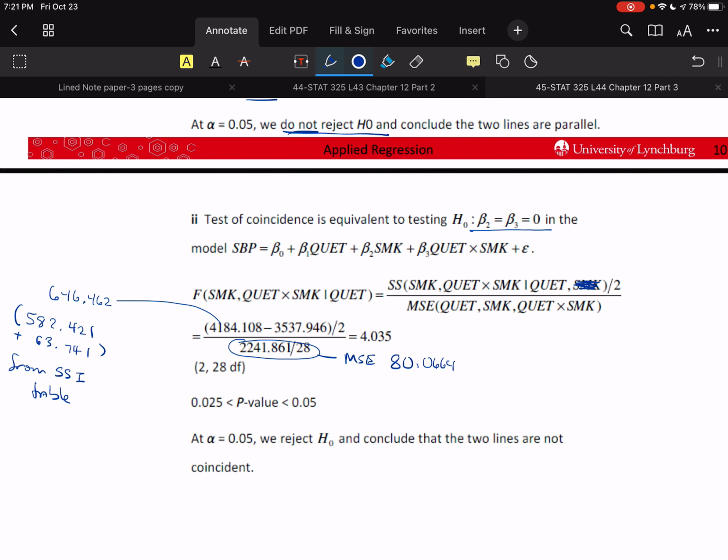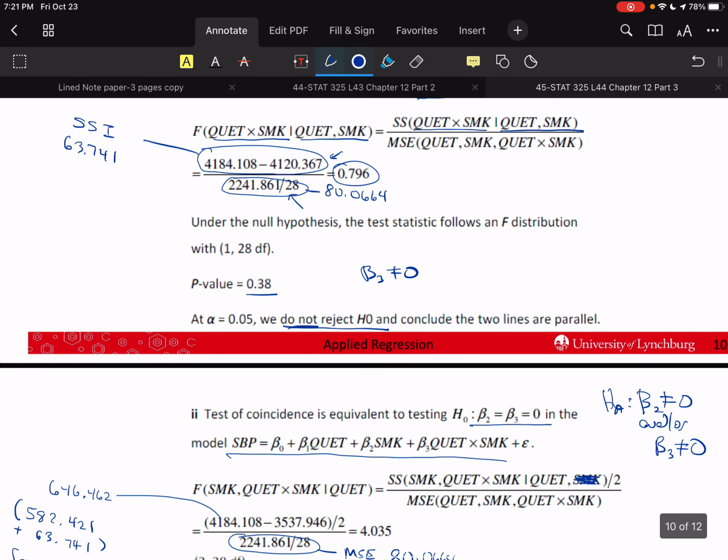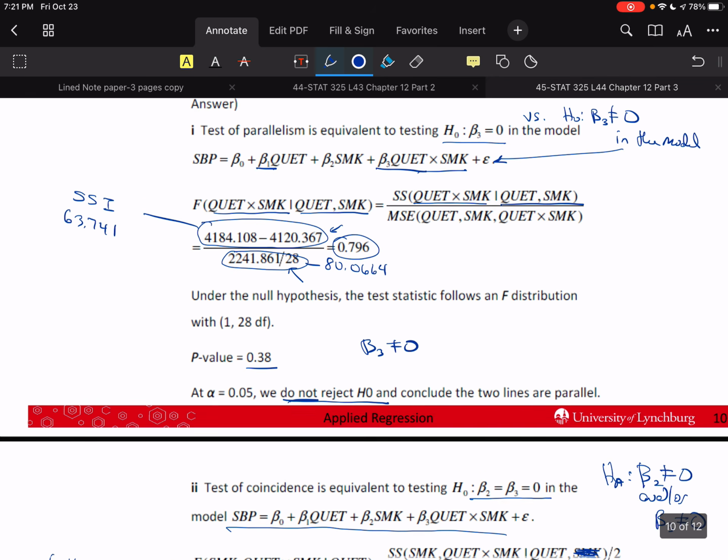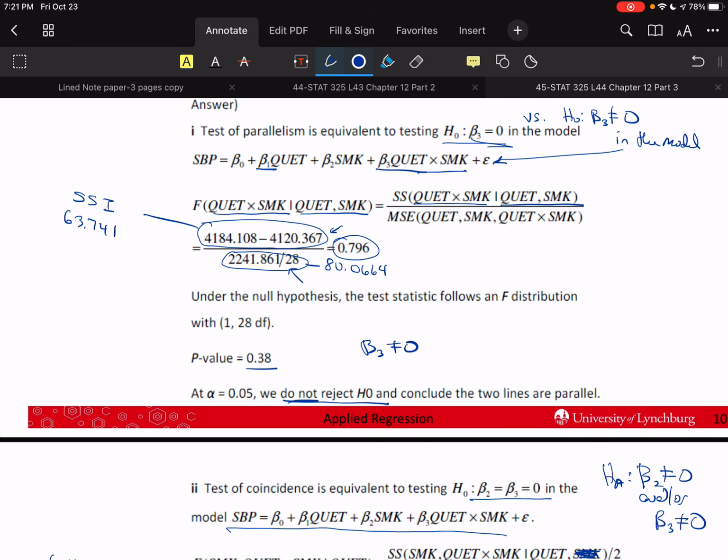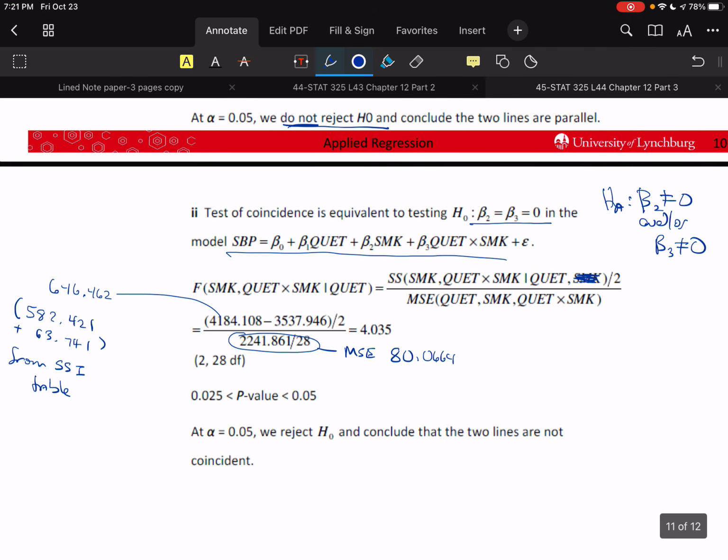Okay. So remember that the test of coincidence is the same as testing that both beta 2 and beta 3 are equal to 0 in this model against either beta 2 not equal to 0, and or beta 3 not equal to 0. So we have tested that beta 3 is equal to 0, and we've said, yes, do not reject H naught. Since this is either or, and we know that beta 3 statistically is not different from 0, we're basically left testing whether beta 2 is as well. But that's not all this test does, right? We already know beta 3 is close to 0, so is beta 2 close to 0 as well?